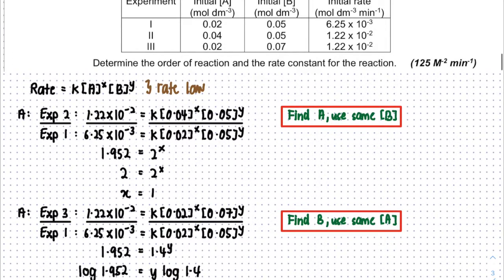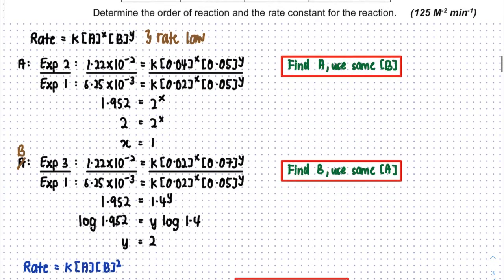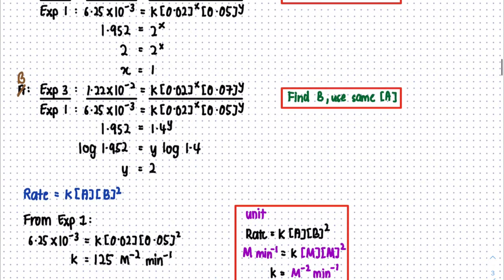Okay. While for B, to find the order of reaction with respect to B, we're going to use the same concentration of A. In this case, because we cancel out A, we will get the value itself. So if you want to use experiments 1 and 3, you will still get the same answer. So you will get the order of reaction with respect to A is 1, and with respect to B is 2. Then you have to write down: rate is equal to k, concentration of A times concentration of B to the power of 2.